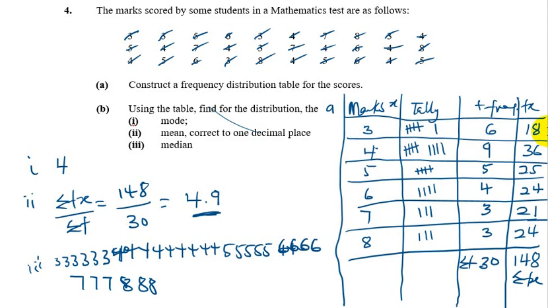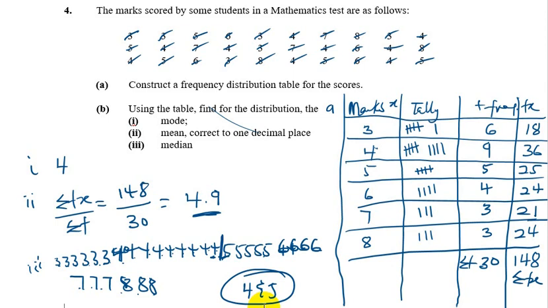So the middle will be the 15th number. So let's count. 1 2 3 4 5 6 7 8 9 10 11 12 13 14 15. So 15 ended here for this one. Let's start from this side too. 1 2 3 4 5 6 7 8 9 10 11 12 13 14 15, also ends here, right? So the median is between the 4 and the 5. We can't pick just 4, we can't pick just 5. So we'll pick 4 and 5.